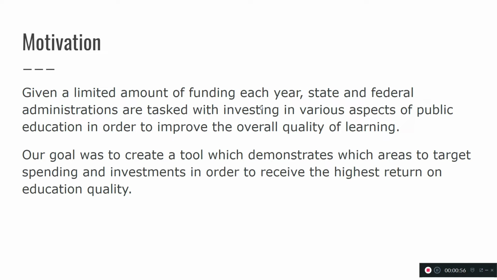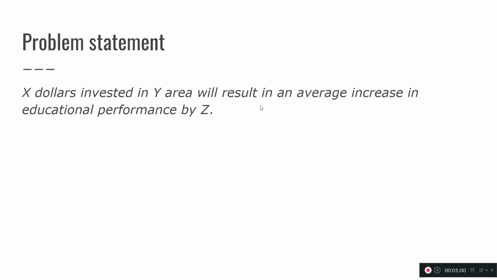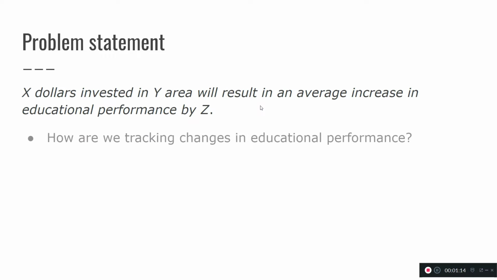And so from there, we built our problem statement. The problem statement is we want to find, with X dollars invested in Y area, what is going to be the result of an average increase in educational performance, and we'll call that Z. Now, from there, we have to have a way to track this educational performance, right?